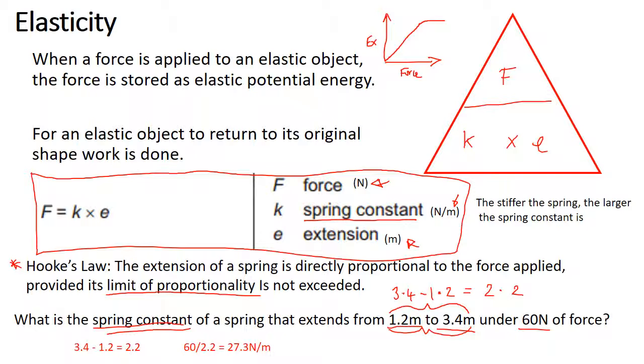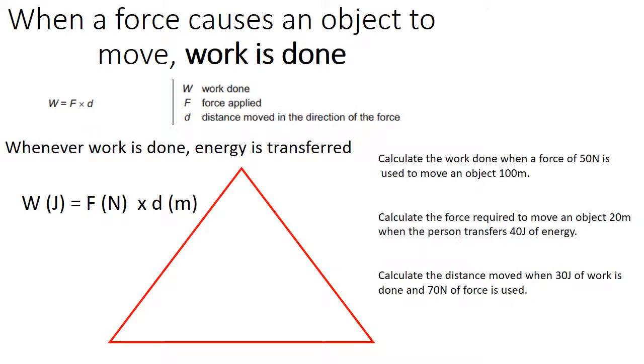using your triangle. You're trying to find out the spring constant, so you'd cover up spring constant, and then all you're going to need to do is your force divided by your extension. So here we've got 60, which is your force, divided by your extension of 2.2, and this gives you your spring constant of 27.3.